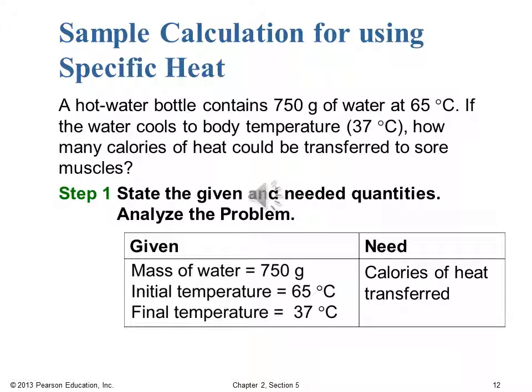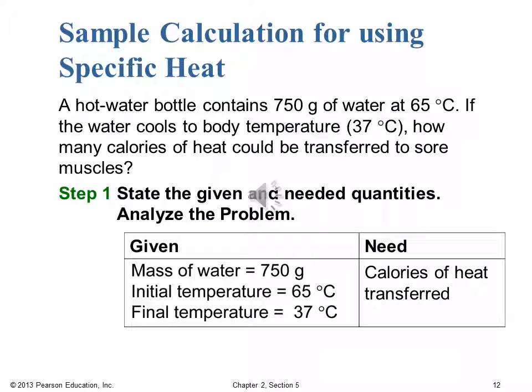Alright, so let's look at a problem. In this case, we have a hot water bottle containing 750 grams of water at 65 degrees Celsius. If the water cools to body temperature, remember in the Celsius system that's 37 degrees Celsius, how many calories of heat could be transferred to the sore muscles that hot water bottle was in contact with?